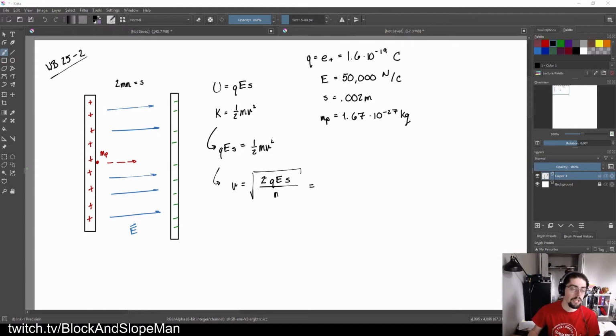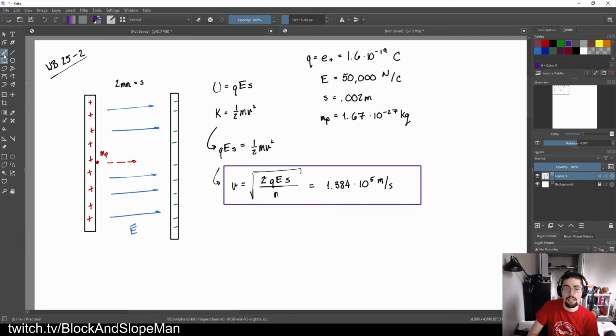I've got it as 1.384 times 10 to the 5th meters per second. But if you're looking in Canvas, I've got it in kilometers per second instead. So, 138.4 kilometers per second.